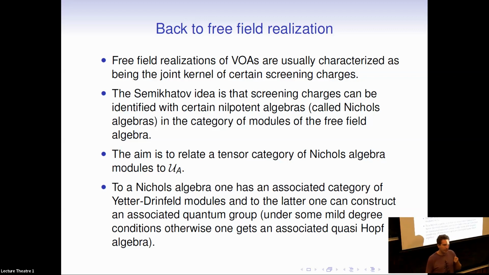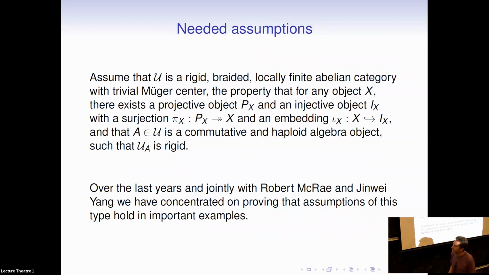So if you have a Nichols algebra in a category of graded vector spaces, so in the Heisenberg VOA, then from the Nichols algebra you can pass to what's called a category of Yetter-Drinfeld modules. These are certain categories of bimodules where you have a left and a right action of a Borel constructed from your Nichols algebra. And then there is the Drinfeld double construction that tells you that this category of Yetter-Drinfeld modules is nothing but the category of modules of an explicit bialgebra. In the simplest cases, a quantum group.